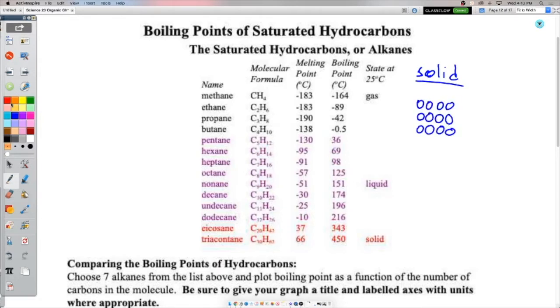So if that's a solid, they are moving. They're just vibrating next to each other. So these little red lines are vibration lines as they wiggle back and forth. Okay. How do we turn it into a liquid? Well, how do you turn solid water, let's say ice, into a liquid? Well, you know that. You heat it up, right?